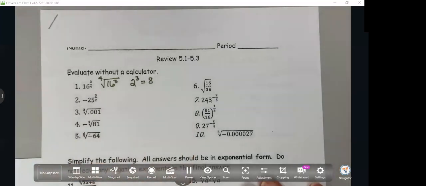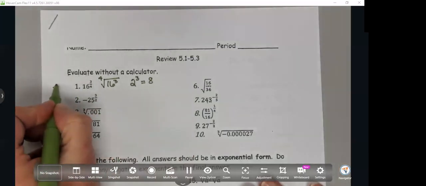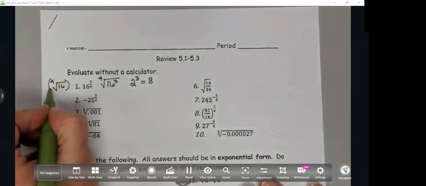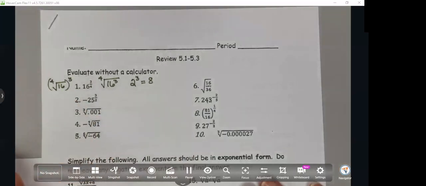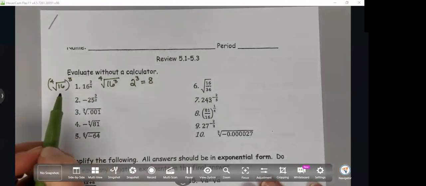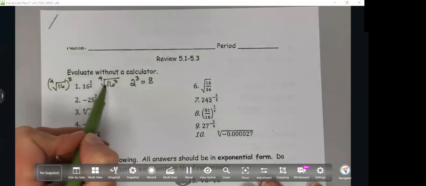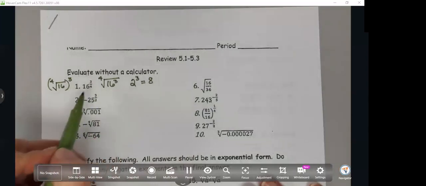All right. So all I did was I can write it like that, or I can write it like this, right? The fourth root of 16 cubed. These are the exact same thing. So if you're confused, I just took the fourth root of 16 and cubed it. These are the same thing.